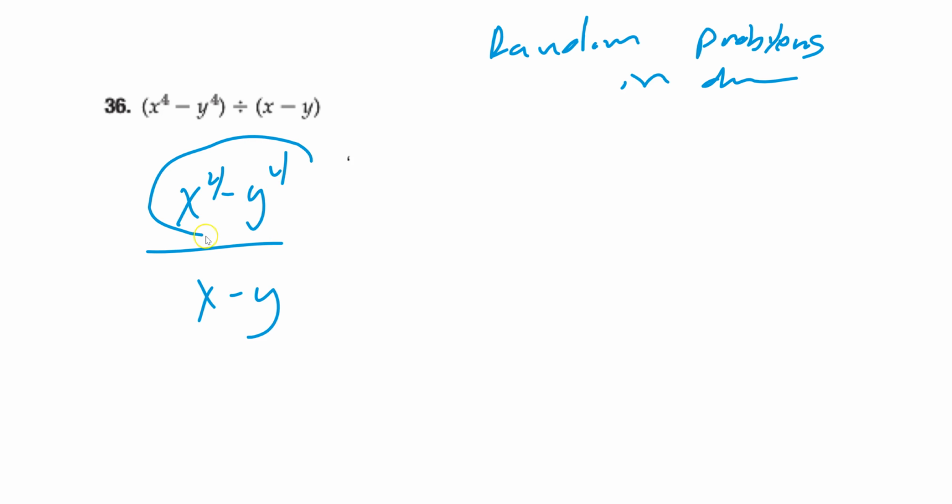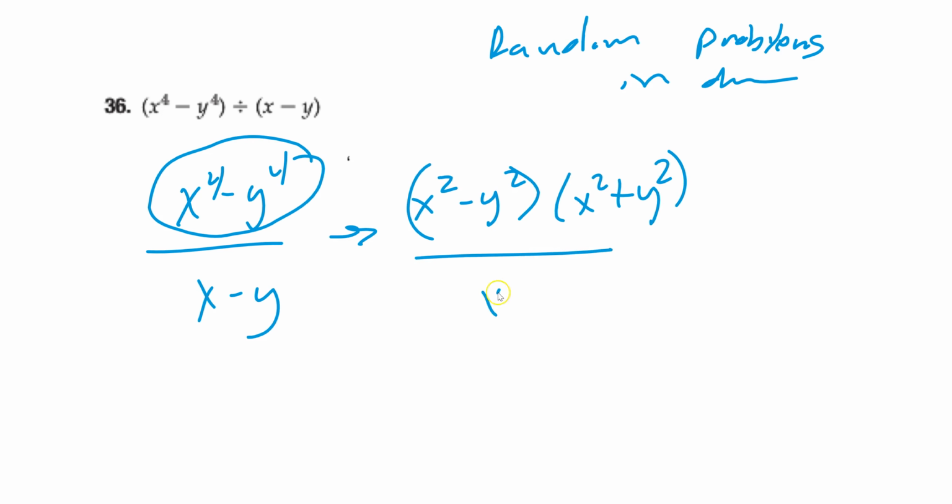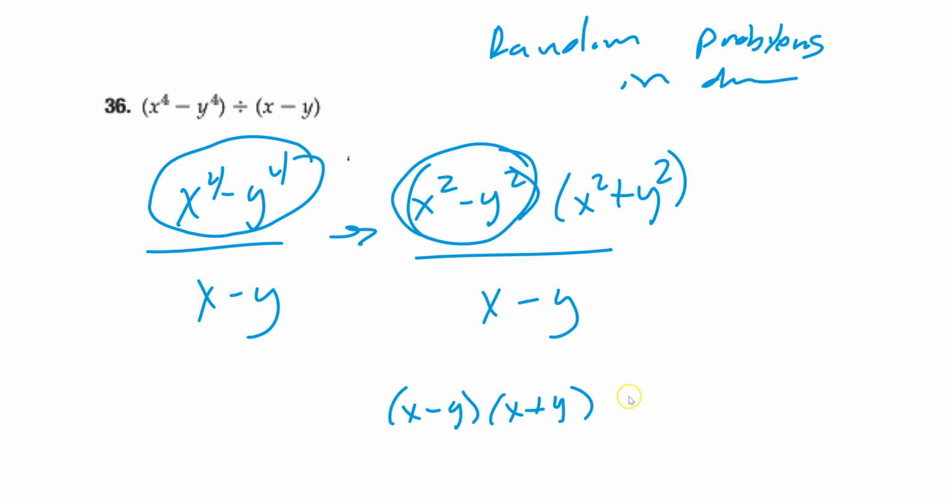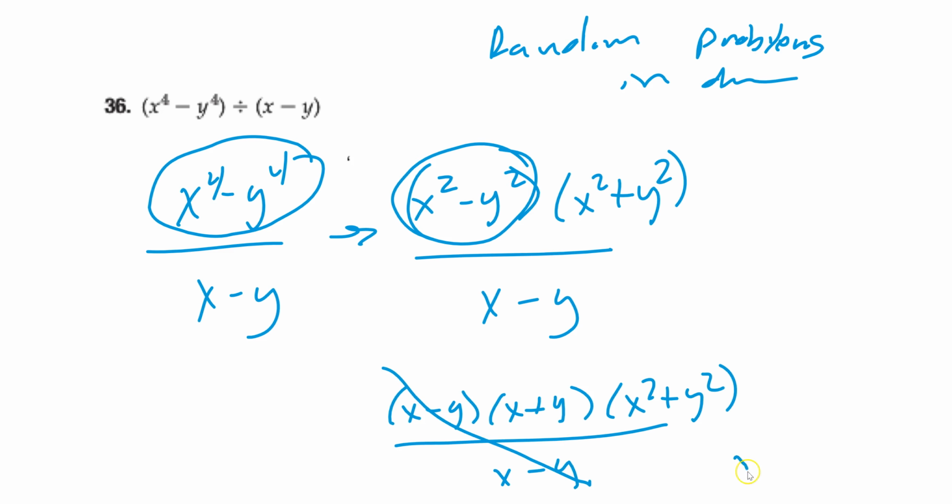I could factor this top. It's the difference of 2 squares. That's going to be x squared minus y squared, x squared plus y squared, all over x minus y. And they still don't cancel out, right? Well, I could factor this again because it's still a minus. I can't do the plus. Plus is stuck. But that breaks down to x minus y, x plus y, times x squared plus y squared, all over x minus y. And then here the x minus y's cancel out, and I'm going to select my answer: x plus y, x squared plus y squared.